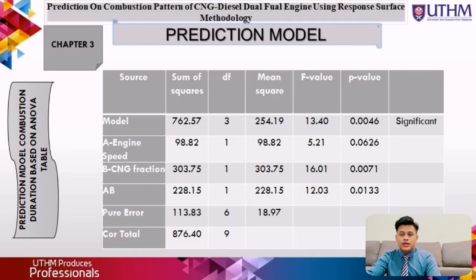There is only a 0.46% chance that an F value this large could occur due to noise. The predicted R squared of 0.6469 is in reasonable agreement with the adjusted R squared of 0.8052. The difference is less than 0.2.